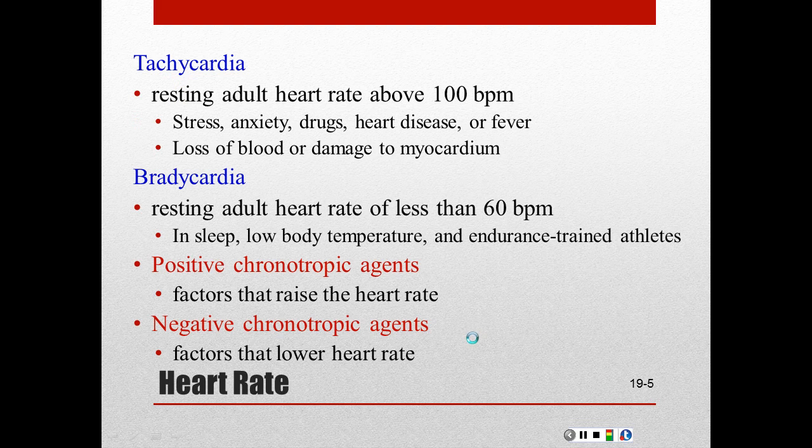Now, tachycardia. This is a persistent resting adult heart rate above 100 beats per minute. It can be caused by stress, anxiety, drugs, heart disease, or fever. Heart rate also rises to compensate for a drop in stroke volume. So the heart races when significant blood has been lost or the myocardium has been damaged. Now, bradycardia is a persistent resting adult rate below 60 beats per minute. It is common during sleep and in endurance trained athletes.